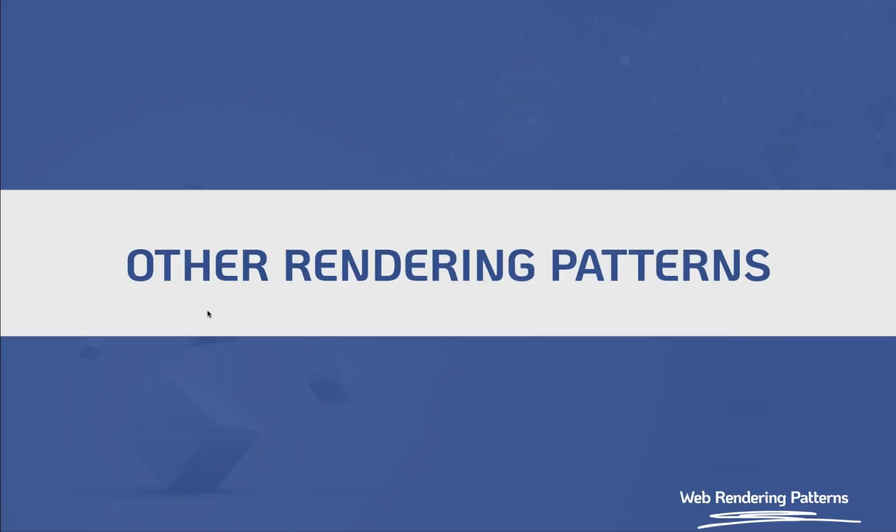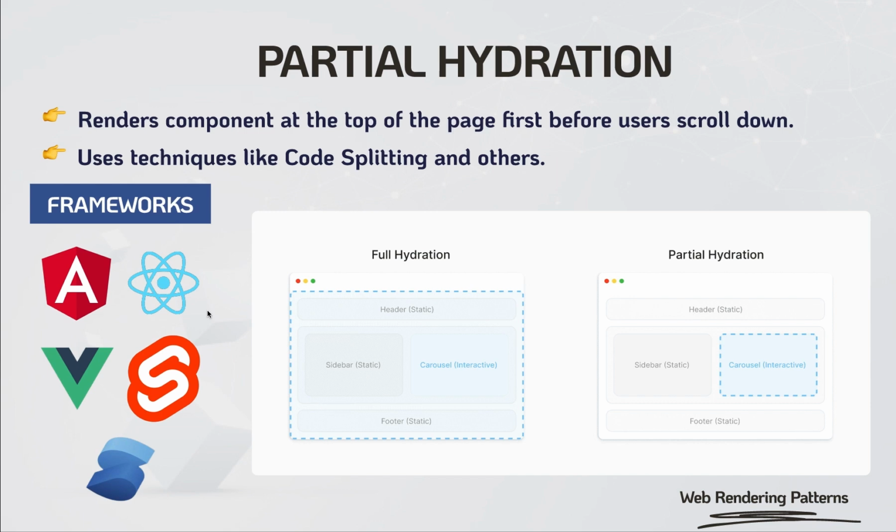Now, all of these rendering methods we've looked at are great, but due to their pros or cons, or based on a specific use case, it might not really work that way. Well, that is where we have other rendering patterns which can be combined with some of the ones we've looked at. The first one is partial hydration. This is basically rendering the component at the top of the page first before the user scrolls down, using techniques like code splitting and so on.